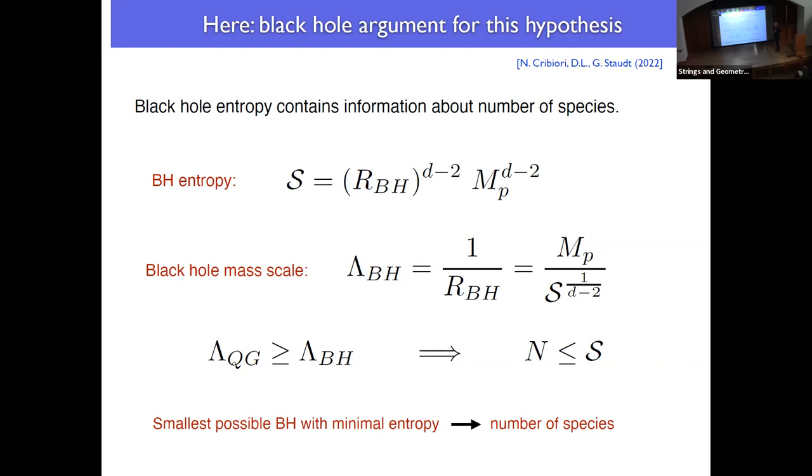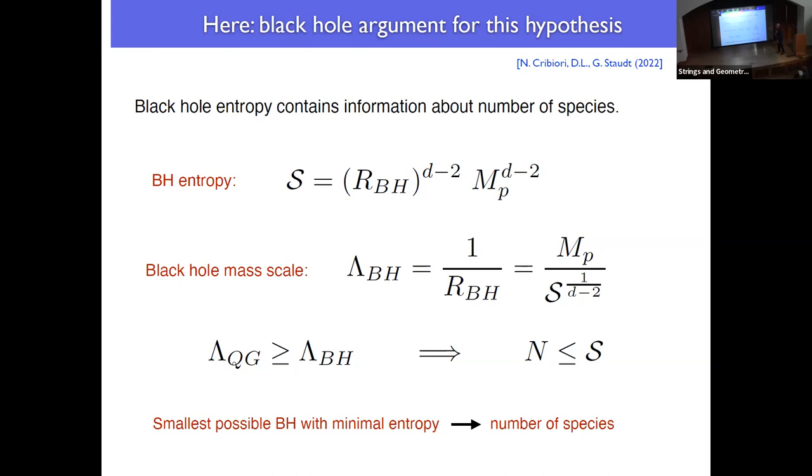Of course, it is very reasonable to assume that in effective field theory, the cutoff scale always has to be bigger than the scale of the black hole. And therefore, we get as a bound for the number of species precisely the entropy of a particular black hole. N always has to be smaller than S.